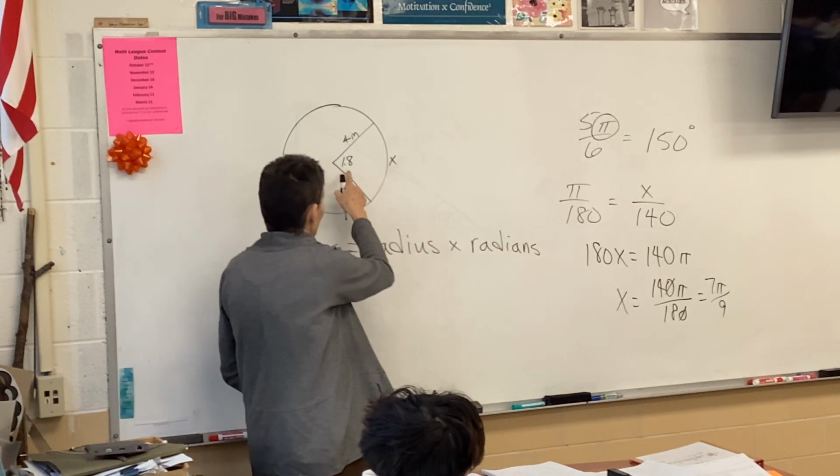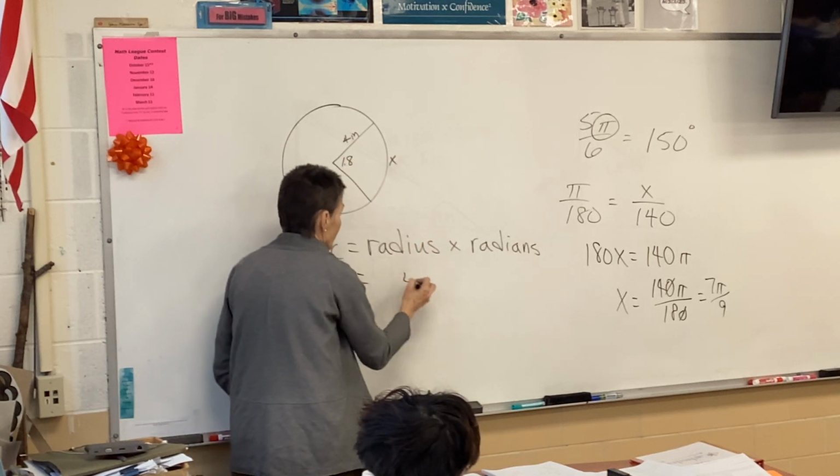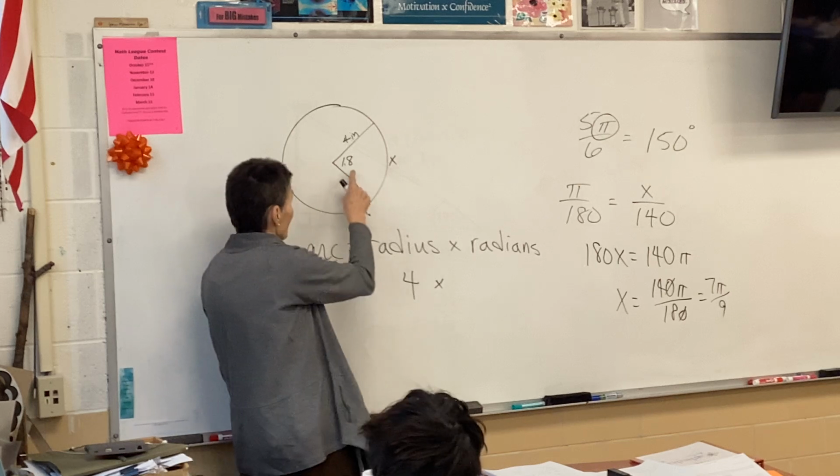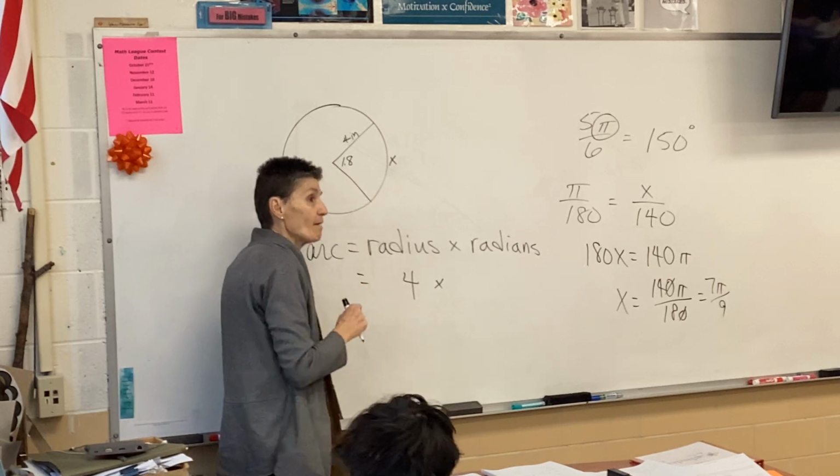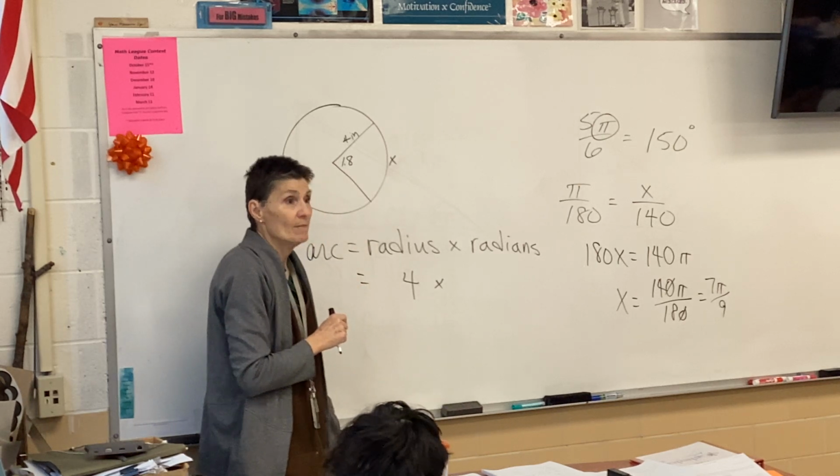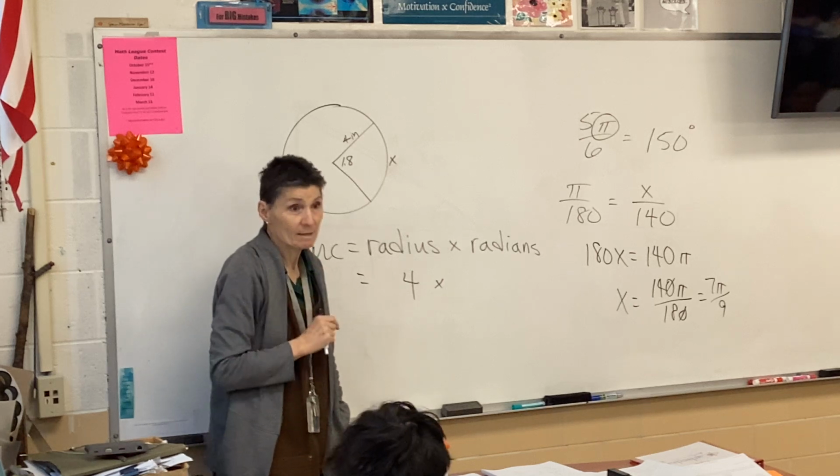Now, I want you to look at that. Okay, clearly the radius is 4, right? Nobody's got an issue with that. I want you to look at that angle. Does it have a degree mark on it? No. That means it is a radian measure.